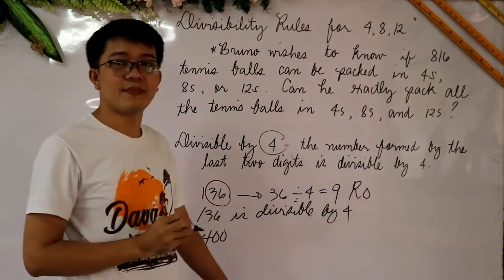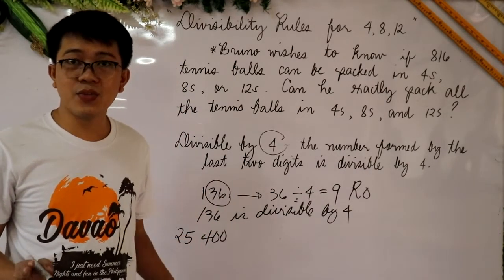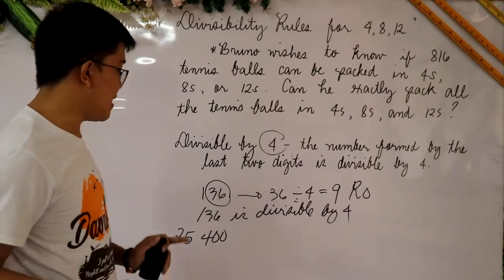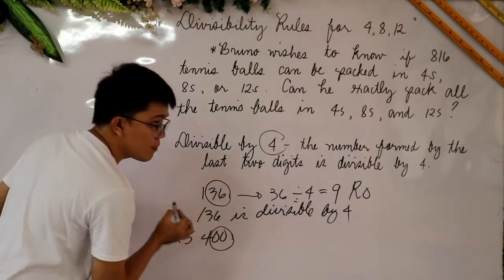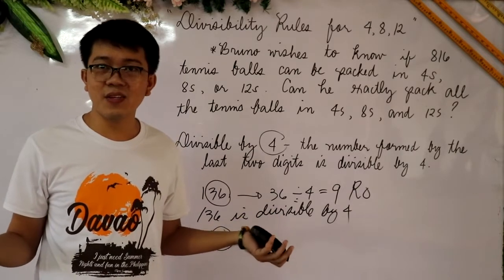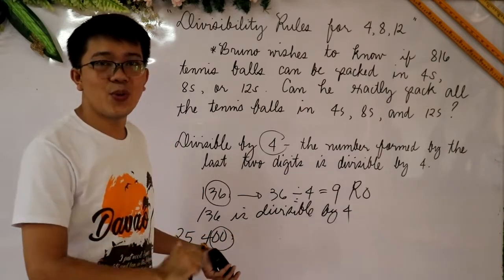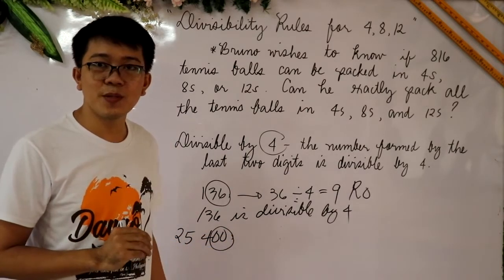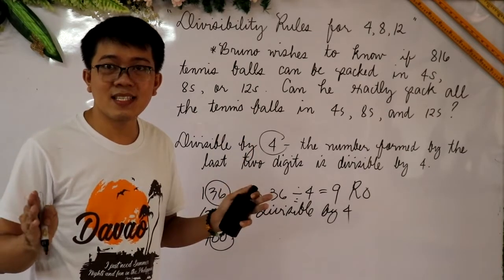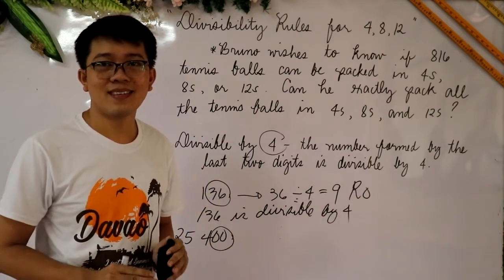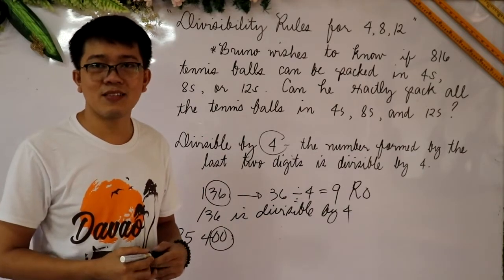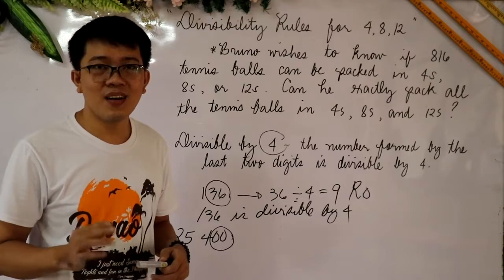25,400. Now, what number is formed by the last two digits in 25,400? It is, yes, 0. Now consider what will happen if the last two digits are zeros. You don't need to worry, because according to the rule, once the last two digits are zeros, the number is divisible by 4. Any number that ends with two zeros like 100, 1,000, 200, 1,000,000, 100,000, etc.